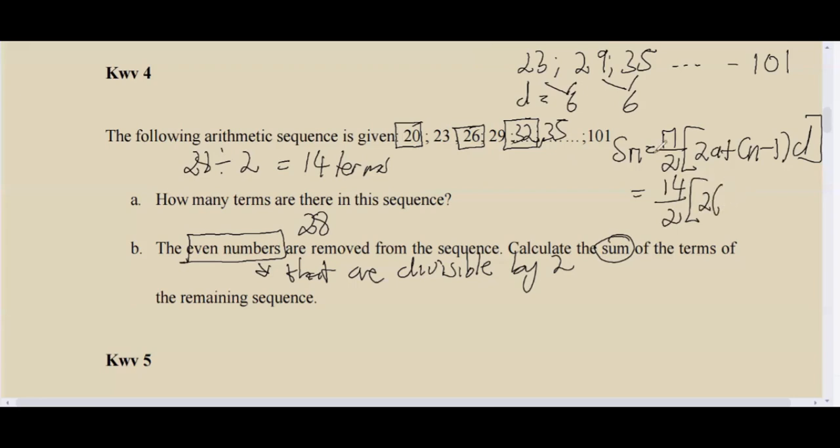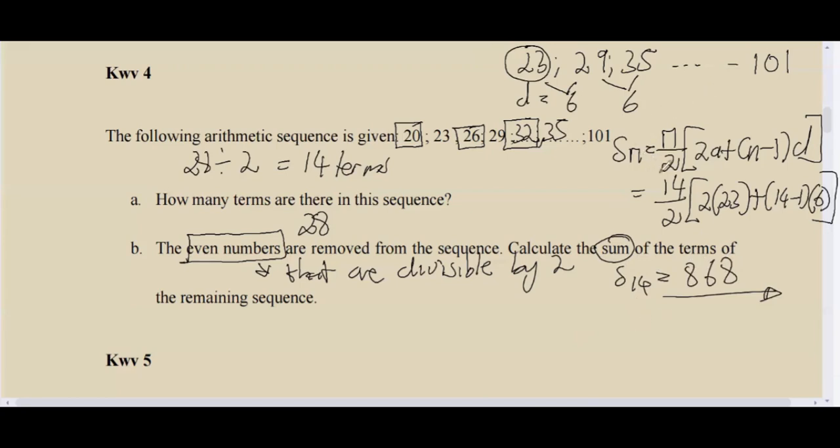What is my a? My a this time is not 20, it is 23. Remember, I formed a new pattern. Plus, the n is 14, so I have 14 minus 1. Then d is 6 this time around. Then let's close here. When we punch all this in our calculator, this will give us 868, right? So this is the sum of the 14 terms that are uneven.